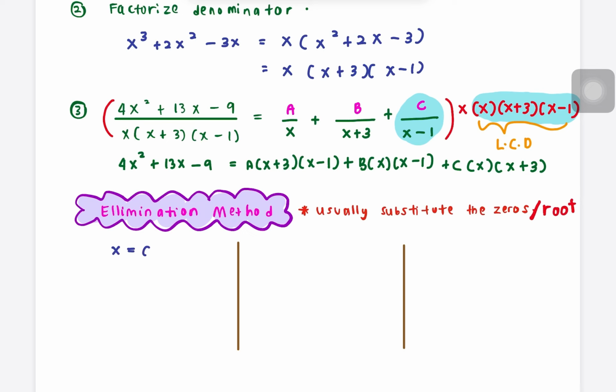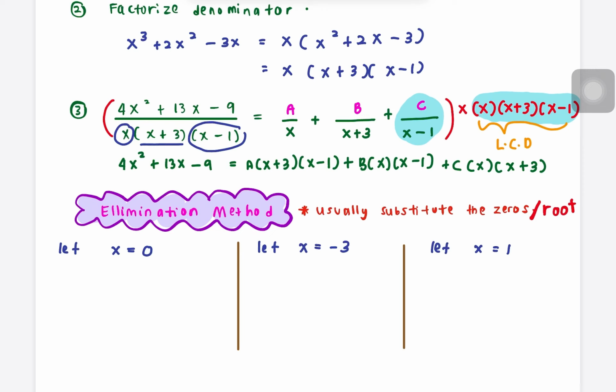Okay. In order to use the elimination method, we let x be the zeros. That is the simplest way. x can be any number, but the simplest way is to substitute with the zeros or the roots. If you have 3 zeros, then you can find these 3 unknowns that you have to find, A, B and C.